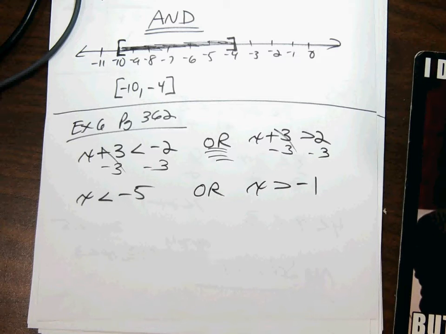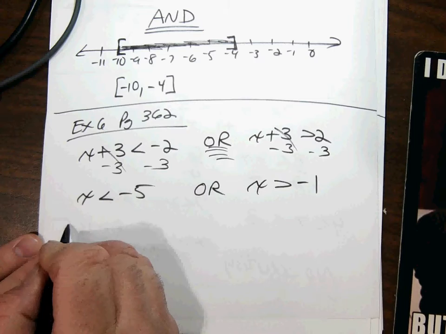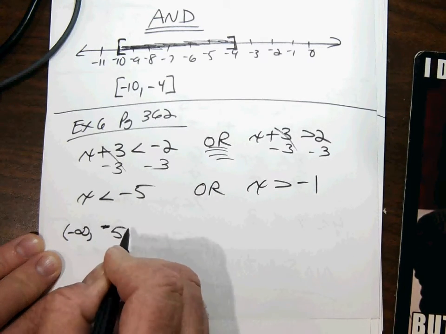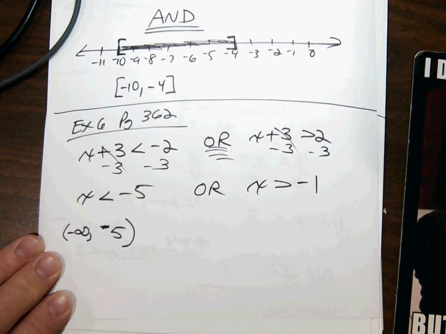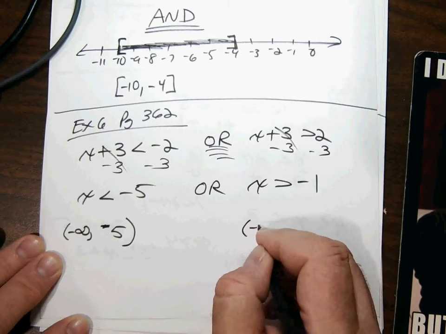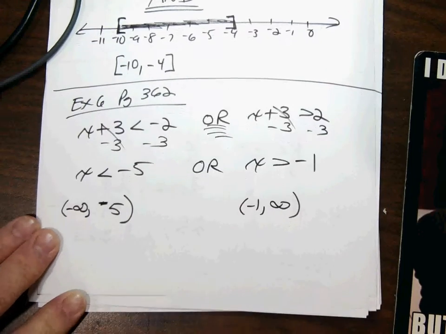So I really have two solution sets here. How do I show less than negative 5? Well, that would be all numbers from negative infinity up to negative 5, but not including negative 5. Strictly less than. How do I show this? All numbers greater than negative 1, not including negative 1. Okay, that's how I would show it.